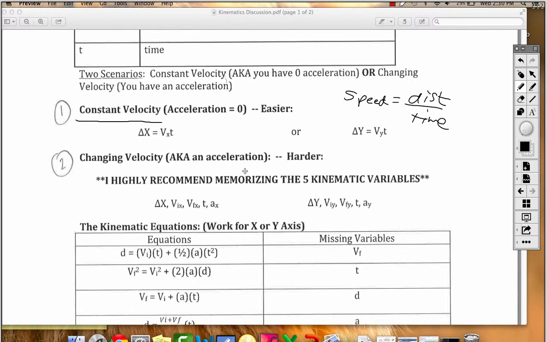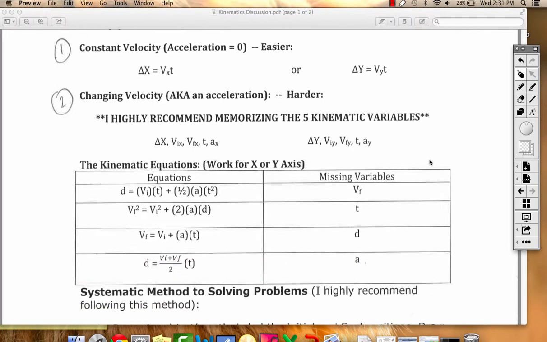The second type of equation or problem that you'll run into is one that has a changing velocity, which means it has an acceleration. The second you have an acceleration in a problem, these two equations up top here become invalid. They don't work. And so we have to use some different equations, which we can look at down here and see them in all their glory.